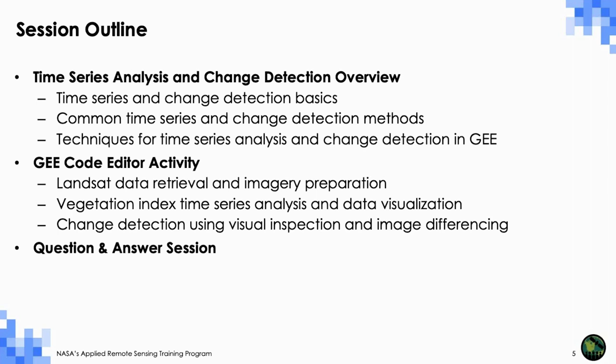Okay, so here's just a quick overview of what we'll be covering today. First, I'll go through some slides to make sure we're all on the same page with at least the basics of time series and change detection analysis. And we'll also cover some methods that we can use in Google Earth Engine to complete these types of analysis. And then we'll transition to the GEE code editor, and I'll walk you all through a basic time series and change detection activity examining vegetation change over a large landscape.